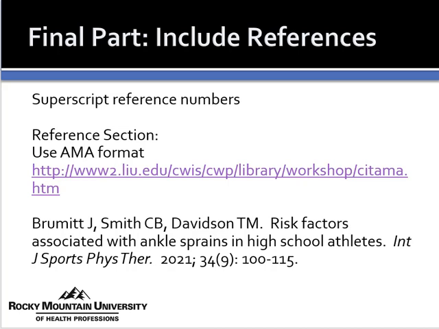Final part of the paper, references. So during the paper, superscript your reference numbers, and then in your reference section, use AMA format. So for example, AMA format is shown below here. And if you have questions about AMA format, you can click on that link. But it's basically the last name and initials of the different authors, the title of the article, the italicized abbreviated version of the journal, the year, semicolon, the volume and issue, and then the page numbers.